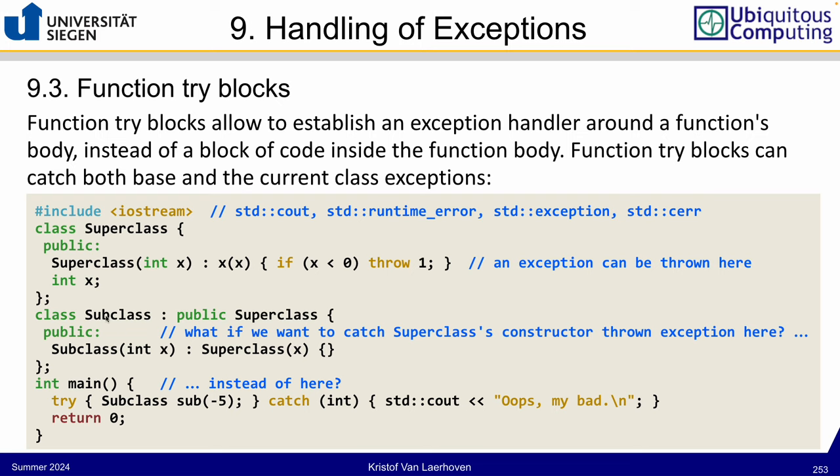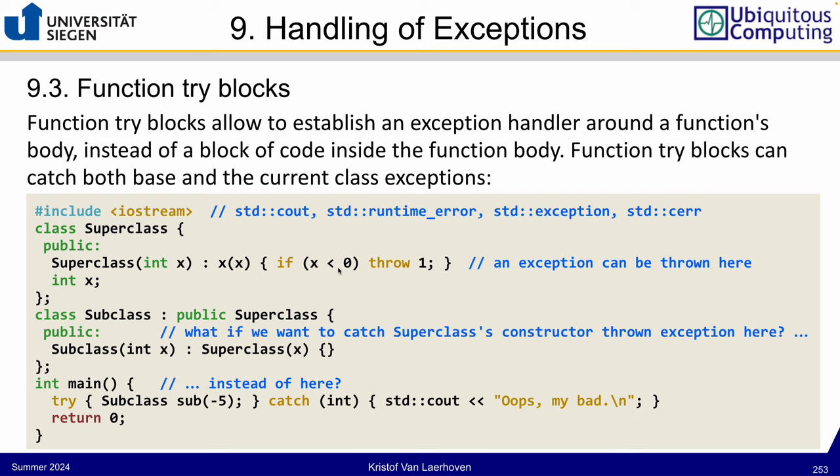Then we have a subclass, which inherits everything from our superclass. And then we have in our main function an object that we create from our subclass. If something happens while constructing this object, then what we do is call the constructor of our superclass. And an exception could be thrown here. But, and this might in certain circumstances be quite nice, there's no way to catch it over here. And that is a problem. There's no way we can have a try-catch sequence here, because the superclass constructor is called before even our constructor starts with the body of this function. So in this case, there's no way to catch our exception in a child class constructor.